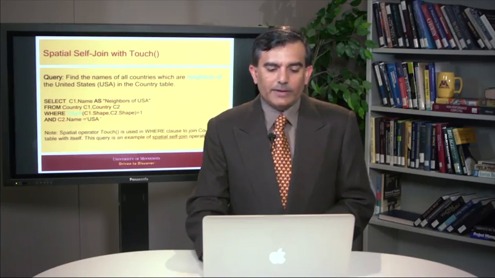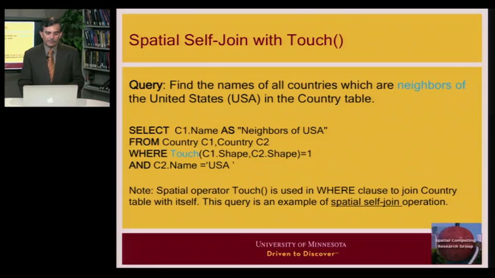Now, in terms of join, there is another thing to think about here, which is that in this case, this join is happening with the table and itself. So such joins are often called self joins. So in this case, you have looked at a special case. It's a self join using a spatial predicate.